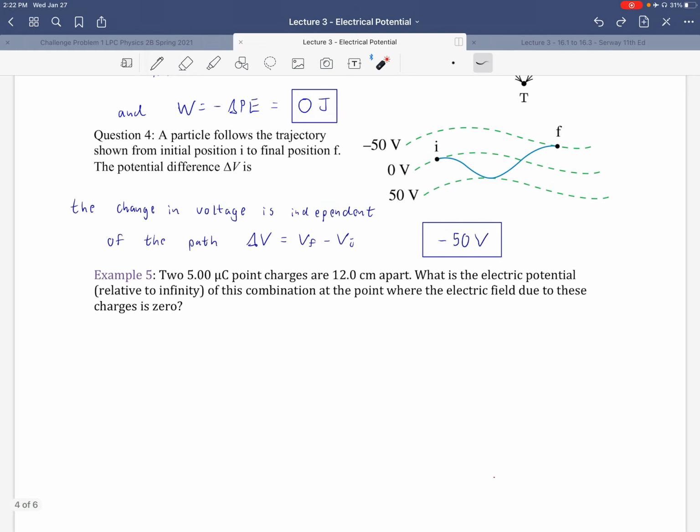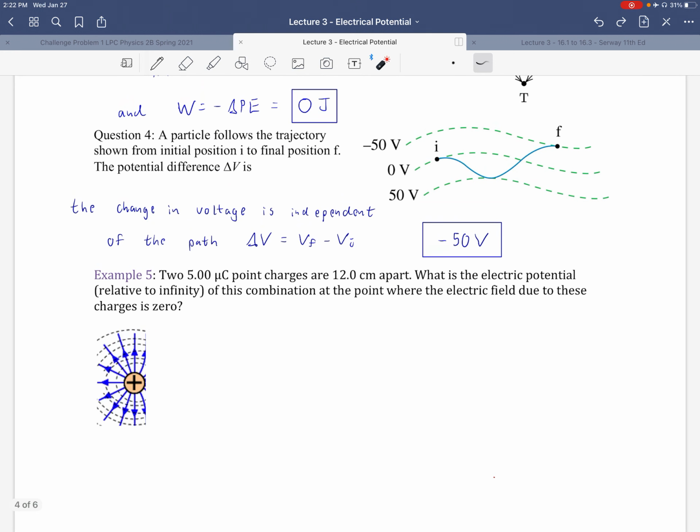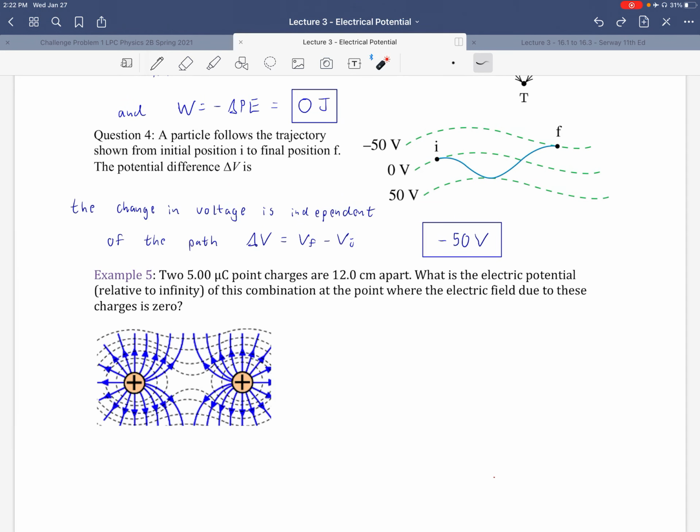Example 5. Two 5 microcoulomb point charges are 12 centimeters apart. What is the electric potential relative to infinity of this combination at the point where the electric field due to these charges is 0? So let's think about this. I have a picture here, the same one that's at the beginning of the notes. These are two like charges next to each other with the equipotential lines and electric field shown. I want to consider the distance between them, d. I'm going to call this one charge 1 and this one charge 2. And then the point where the electric field is 0 is exactly between them. That's where it cancels out. We've done that before. We've shown that the electric field cancels out exactly between them.